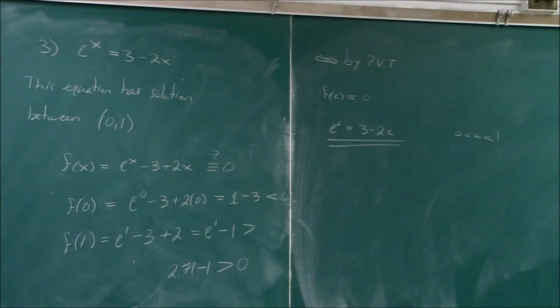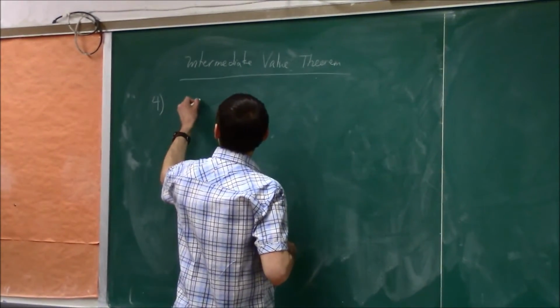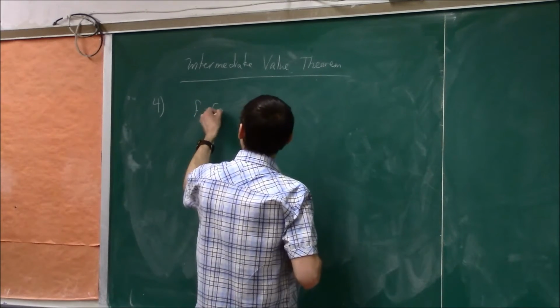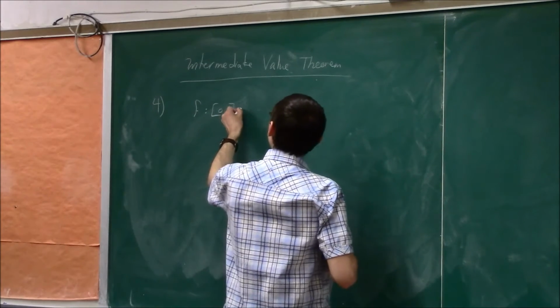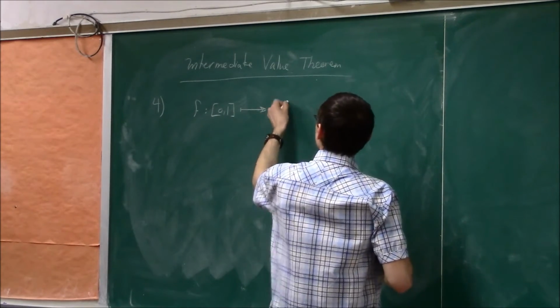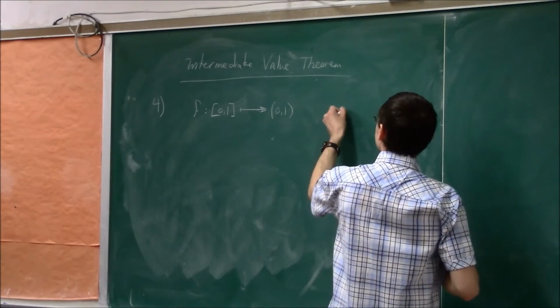All right, those are easy examples. Let's try something a little bit more difficult. Consider a more abstract problem. Suppose that you're given a function f from the closed interval 0, 1 into the open interval 0, 1. And this function is continuous.